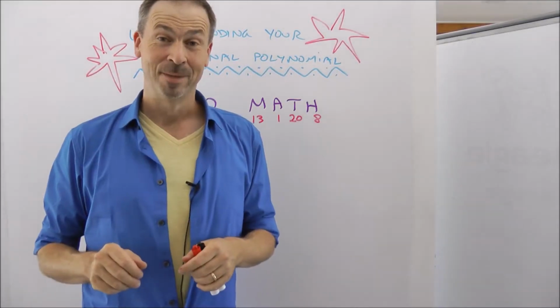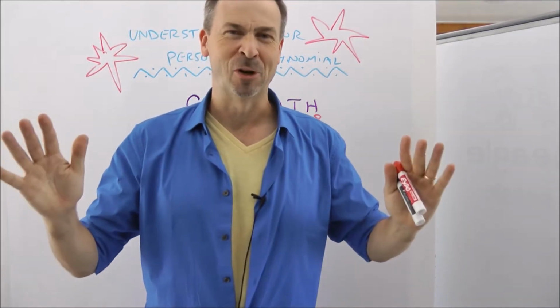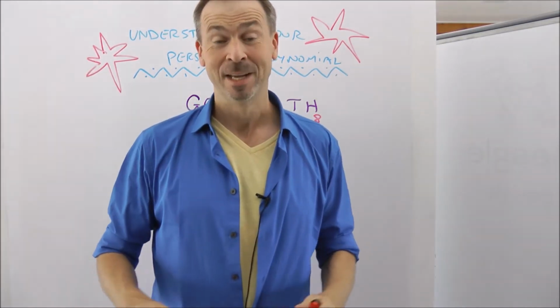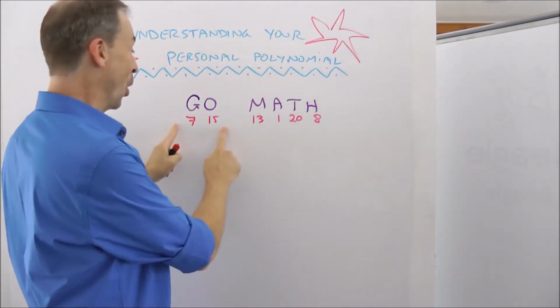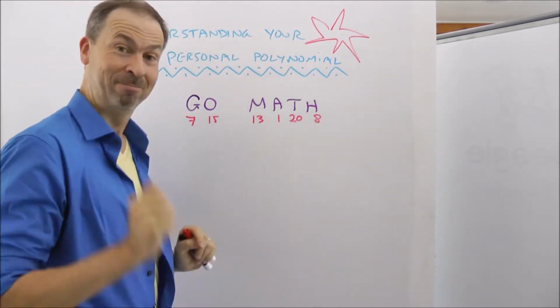G'day, it's James again. So what's the mathematics behind these personal polynomials? How do you write out a formula that spells your name? Well, the best way to explain it is just to do it. In fact, I'll do two examples with you. Let's spell go and let's spell math for go math.